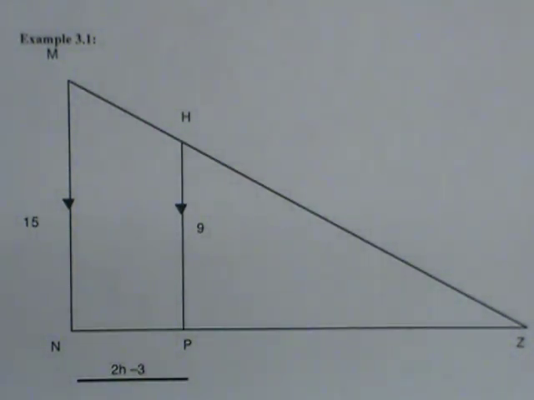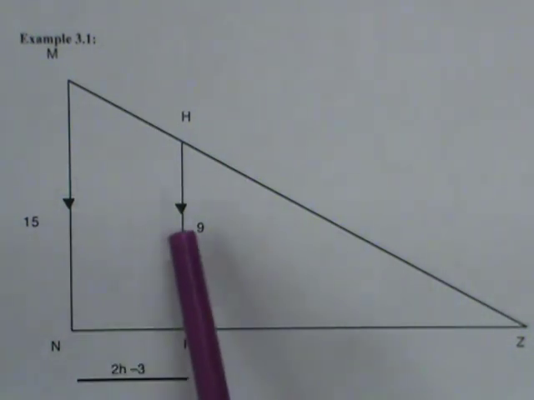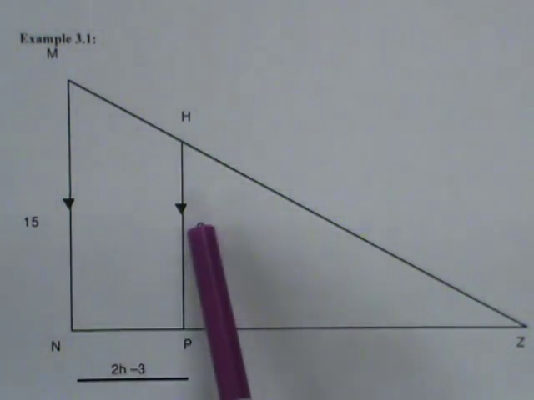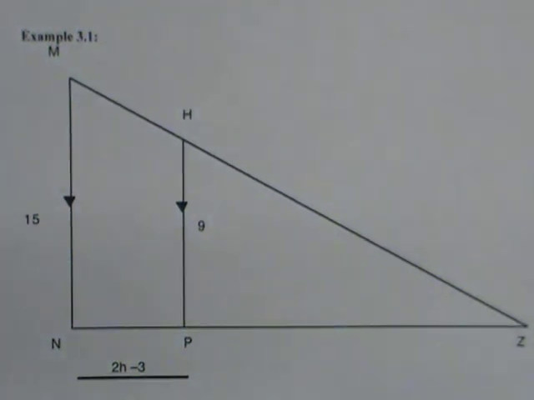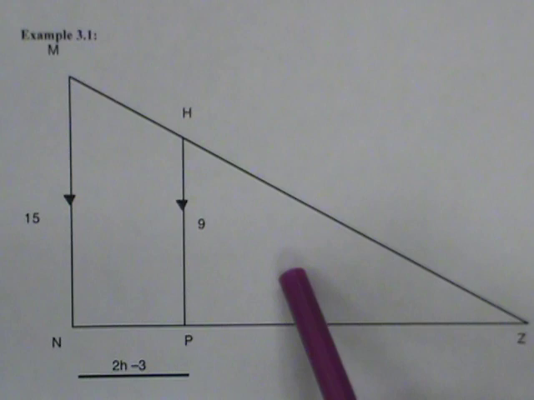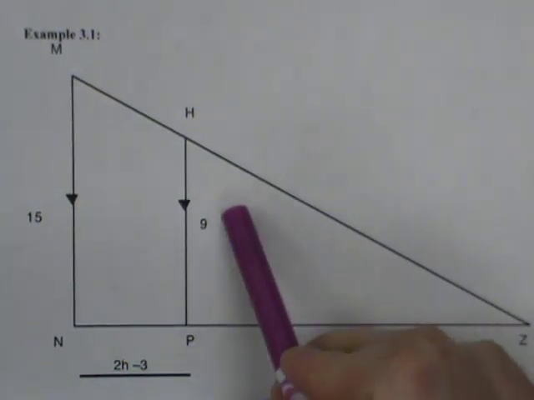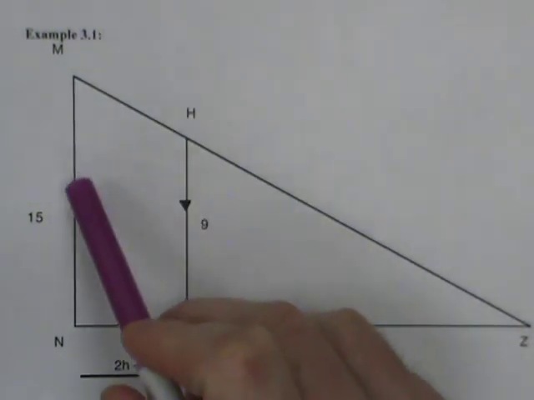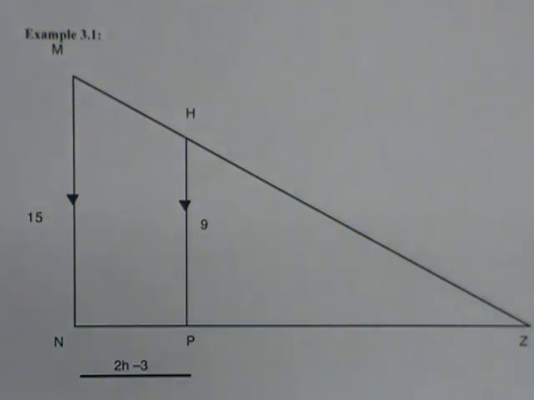Here we have example 3.1 where we have one triangle embedded in the other. A lot of times you're going to see these symbols. These symbols mean parallel lines. We haven't talked a whole bunch about parallel lines, but it is a necessary feature to make these triangles similar. As soon as you figure that one triangle is embedded in the other and you have these parallel lines, you know you have similar triangles.